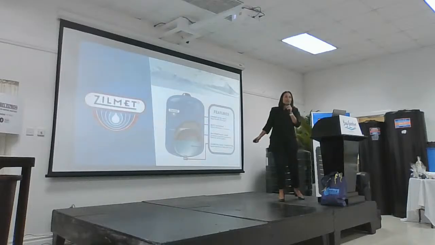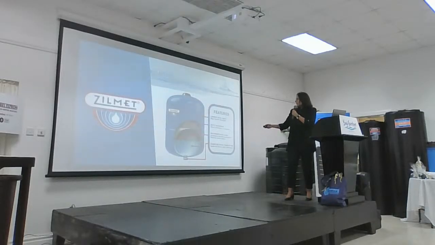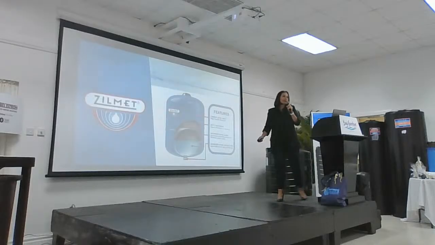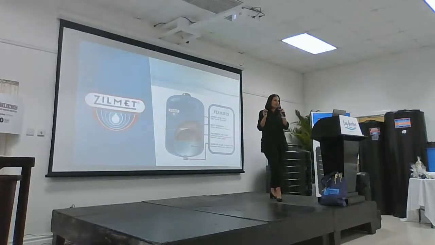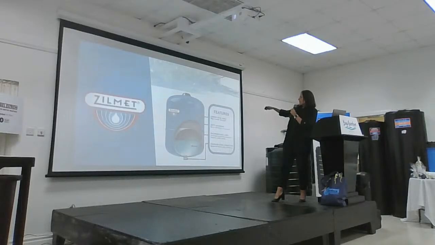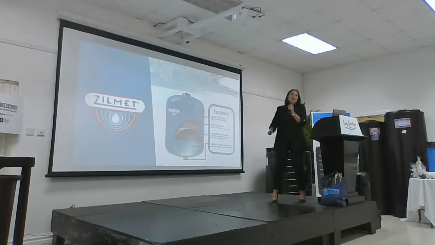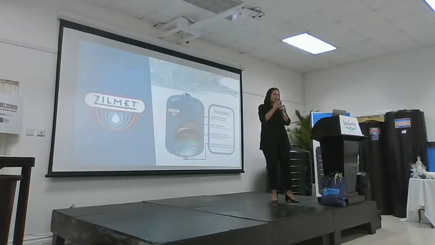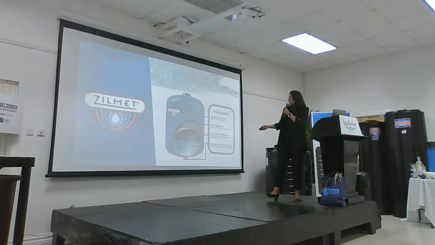So this is what the inside of the pressure tank looks like. With Zilmet, the 8 and the 18-liter tanks come with a diaphragm. What this means is that the butyl diaphragm is sealed into the diameter of the pressure tank. So it's not a balloon type bladder. Air is stored at the top and water at the bottom.